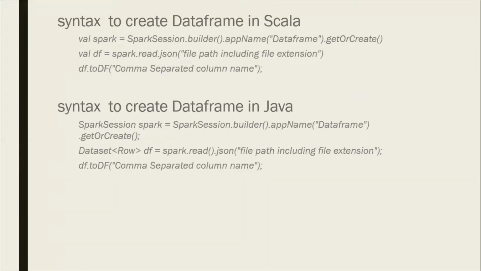Let's see how to create a DataFrame in Scala and Java. In Scala, there are different ways to create a DataFrame, but here I have created it with a SparkSession. SparkSession.builder, then getOrCreate, and here I read a JSON file, and there is a toDF method. With the help of that, we convert it into a DataFrame. Later, if we want to add any column names, we can add them. It's optional, not mandatory.